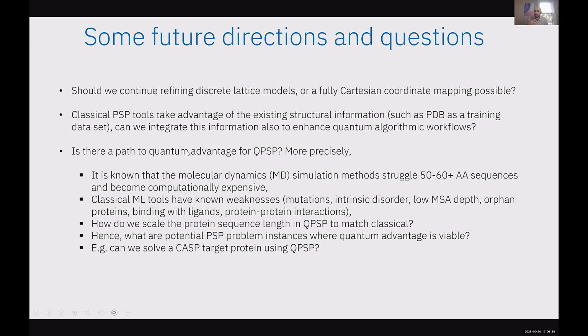And for us, people working in the quantum field, the most important question is whether there is quantum advantage. Can we show that we can solve a problem that is beyond classical tools, be that MD simulations, deep learning methods, or whatever people are using, right? That cannot be solved classically, but quantum can give us either faster or more accurate results.